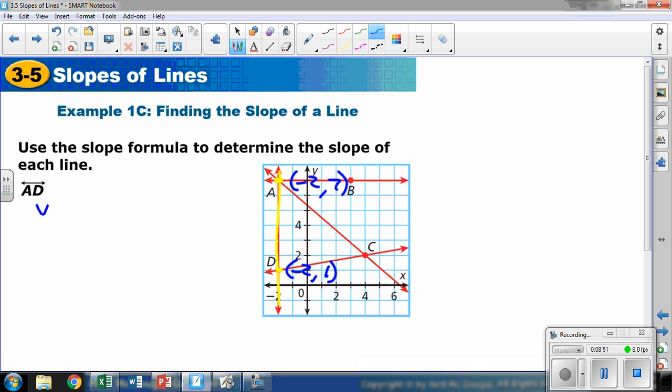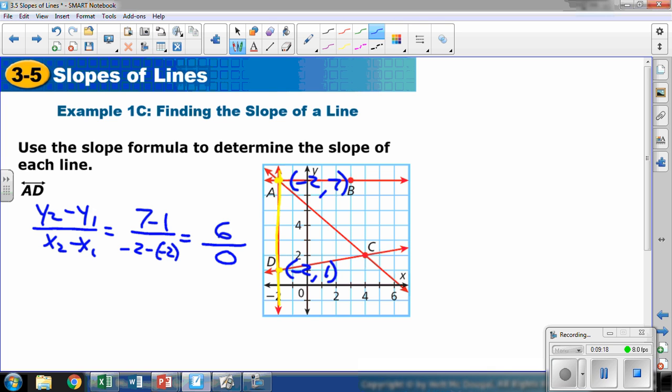If we go through and actually apply the formula, we would be able to get our rise. 7 subtract 1 gives us a rise of 6. Of course, we could count that as well. A different technique to get that number. And then the run, -2 subtract -2, that's 0. And 6 over 0 is a very different thing than 0 over 6. We cannot divide by 0, so this tells us that the slope is undefined.